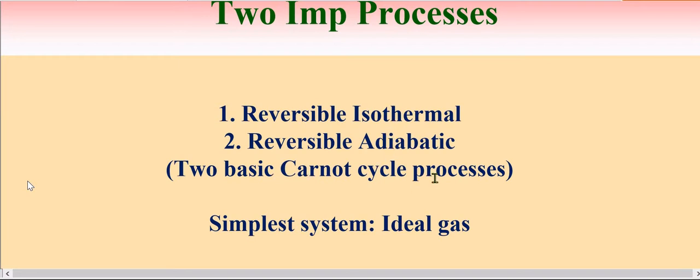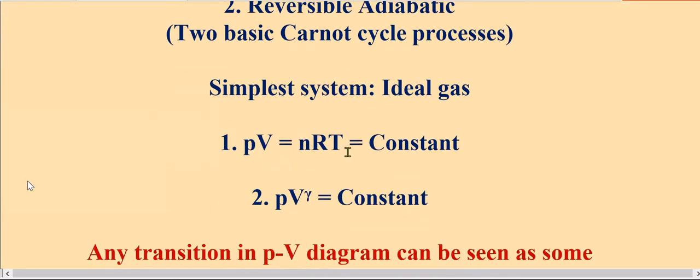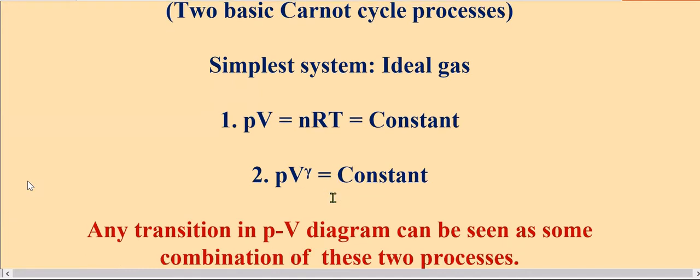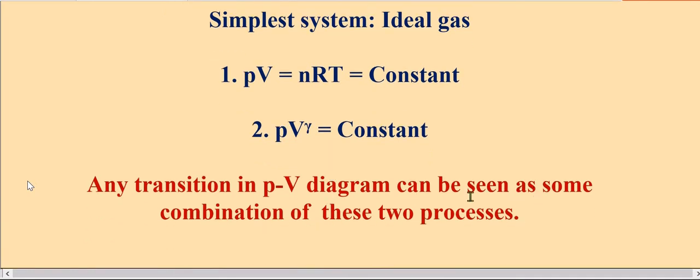And the simplest system is the ideal gas. The ideal gas satisfies PV equal to nRT, and if it is reversible adiabatic, you know that PV to the gamma is equal to constant, where gamma is Cp by Cv, which is well known from, say, class 12 or undergraduate physics and chemistry classes. Any transition in the PV diagram can be seen as some combination of these two processes. So for an ideal gas, at least, you can always have a physical idea.